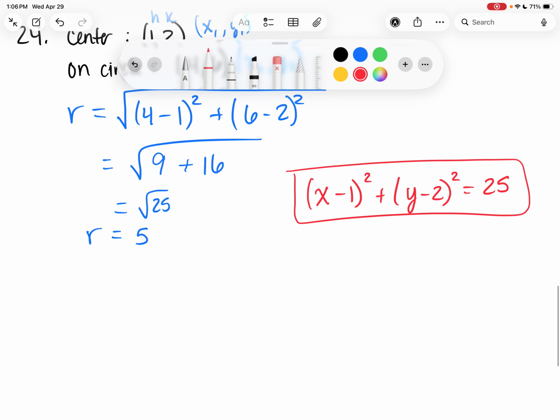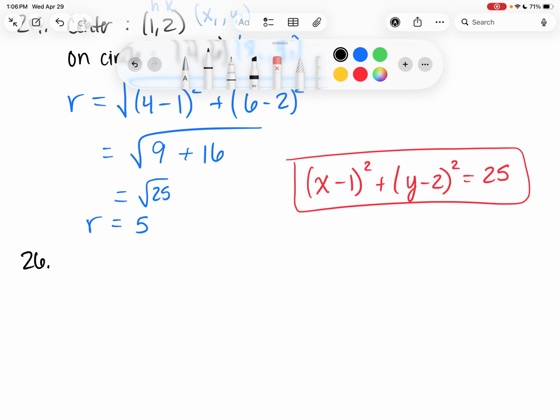This is a good one. Number 26. The center is at (-5, 3). The diameter is 8. What is different about this one compared to all the other ones? They gave us diameter instead of radius. So if I have diameter, how do I find the radius? Divide by 2.